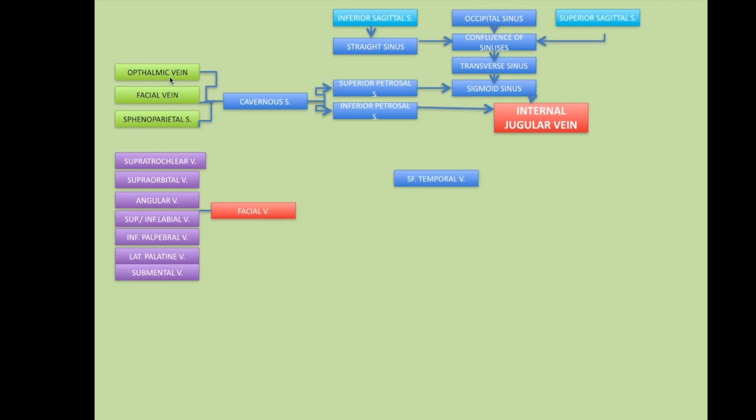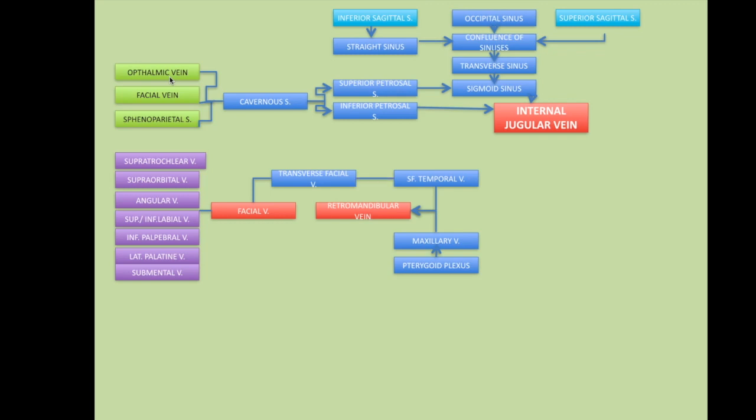Now, the superficial temporal vein, which comprises the parietal and frontal veins, and the pterygoid plexus, drain into the maxillary vein. These superficial temporal and maxillary veins combine to form the retromandibular vein. Now, the facial vein anastomoses with the superficial temporal vein via the transverse facial vein. Again, the facial vein anastomoses with the pterygoid plexus with the help of the deep facial vein.